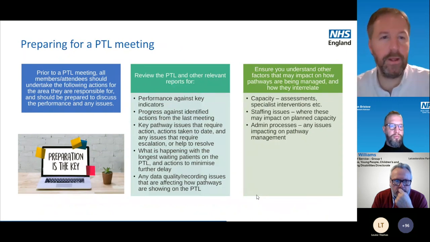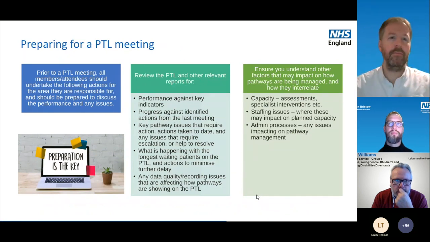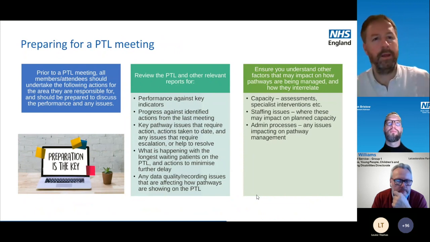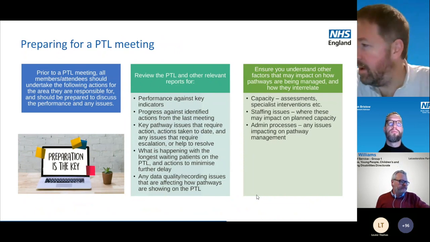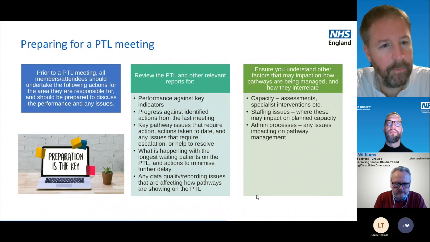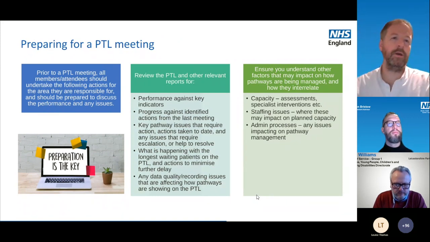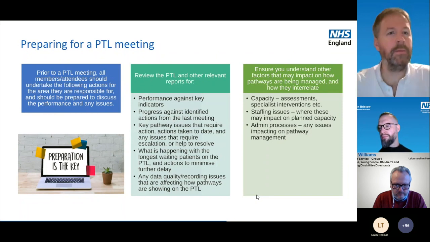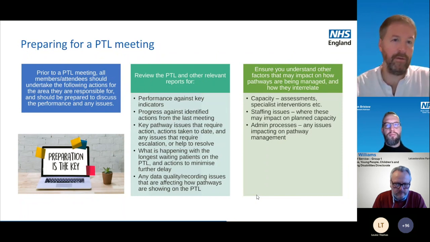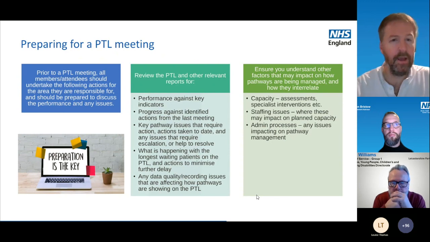So to prepare for a PTL meeting, if you're an attendee, if you're a booking clerk, if you're a clinician, if you're someone in the informatics team, as Paul said, is a really important part of that picture, you need to make sure that you go to the PTL meeting prepared. Again, a lot of this is really just good practice for meetings generally, but particularly for the PTL meeting where it's fairly quick fire, where it's a fairly fixed agenda where the questions are repeated week after week.